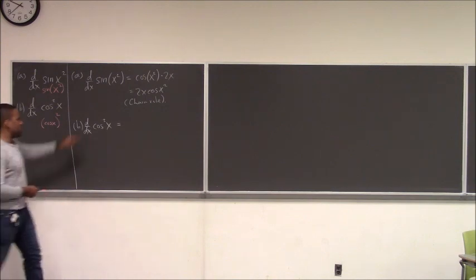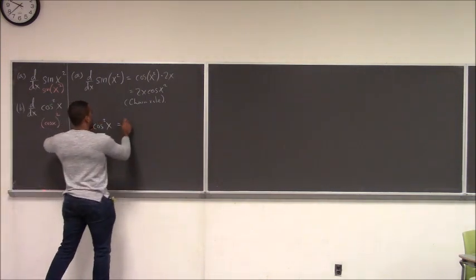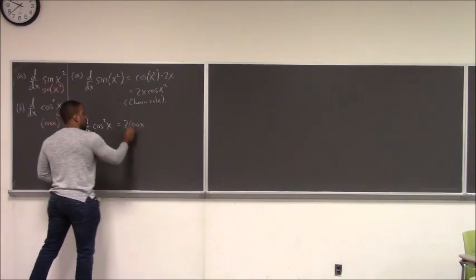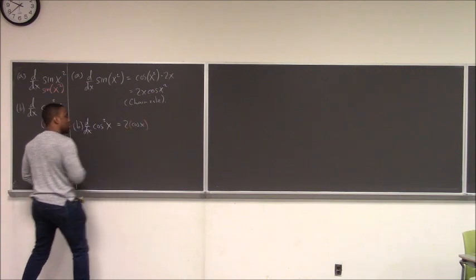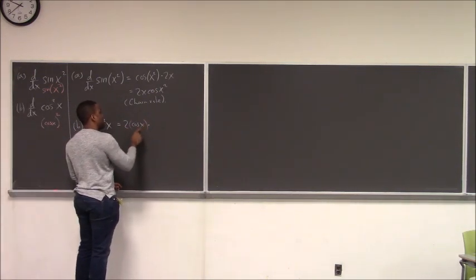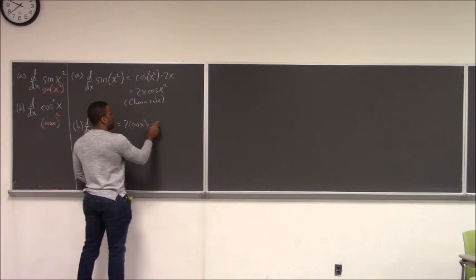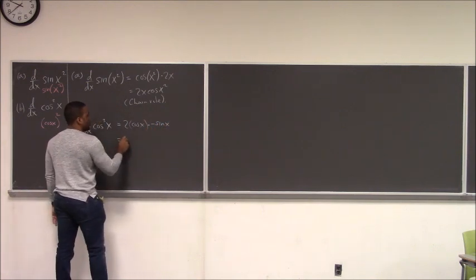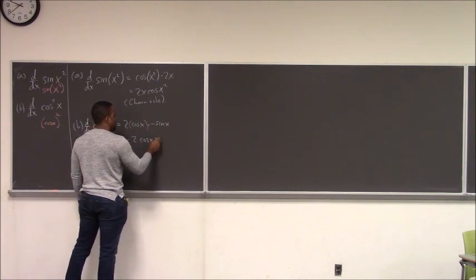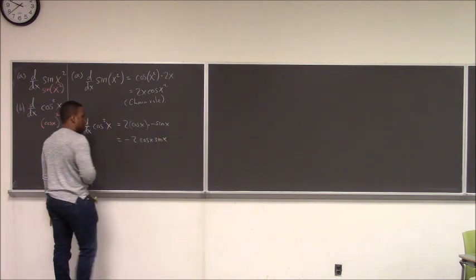And so in the same way, you can bring that 2 down, you leave the cosine alone, right? So that's kind of like you're bringing the 2 down, doing the power rule, and leaving the inside alone. And then you multiply by the derivative of the inside, which is minus sine x. So you get minus 2 cosine x sine x. And that would be the answer.